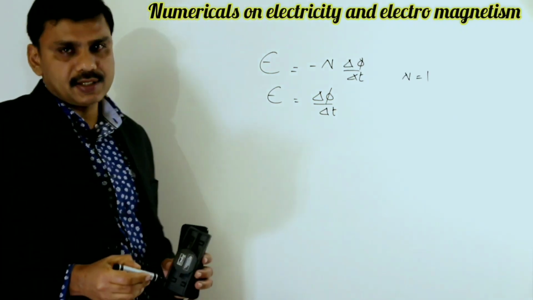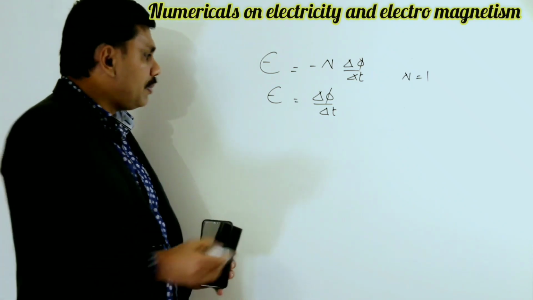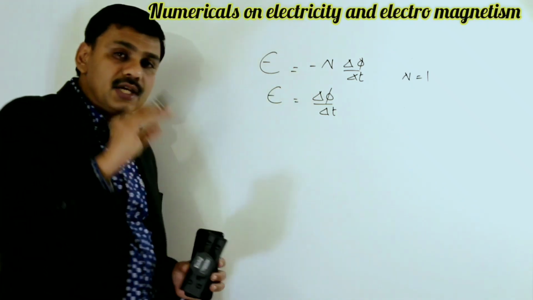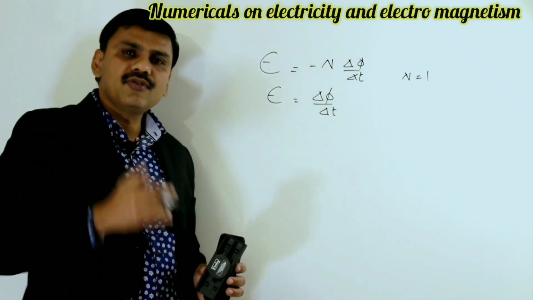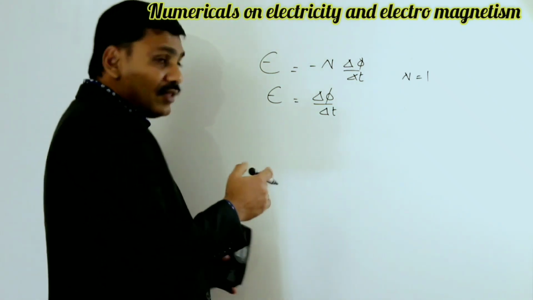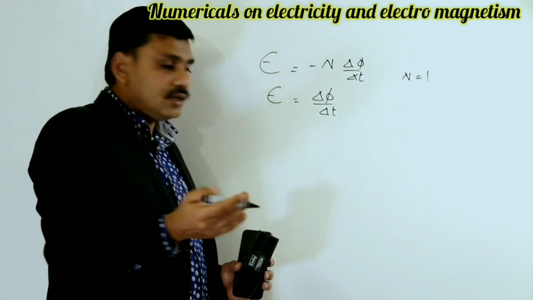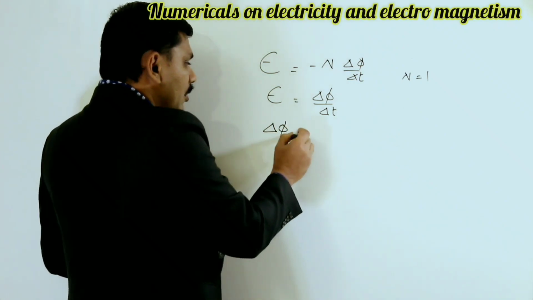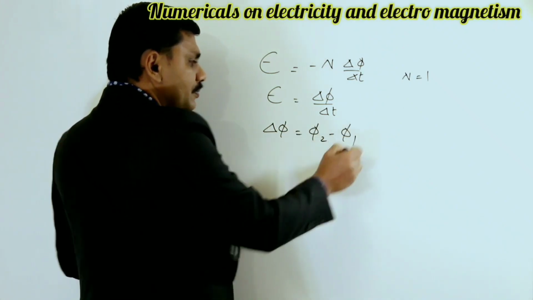Delta phi divided by delta t. That means induced EMF is equal to the rate of change of flux. So if there is a change of flux, delta phi is equal to what? Phi 2 minus phi 1.